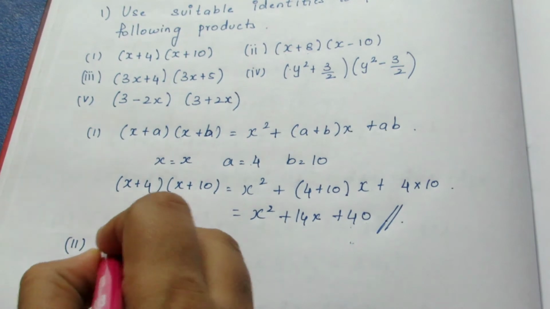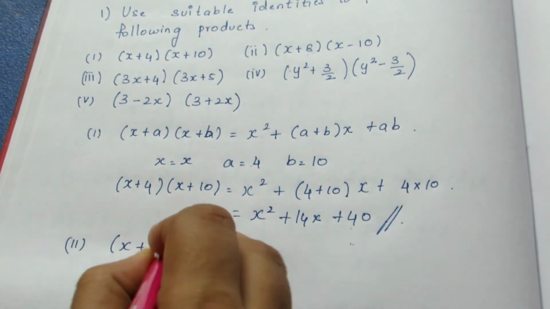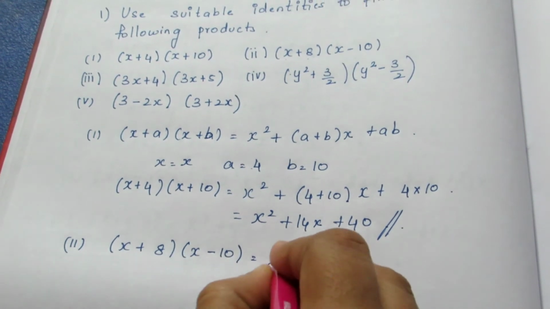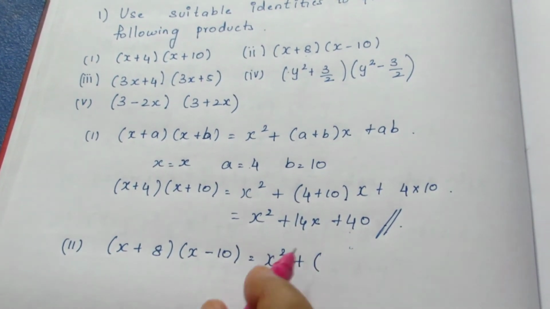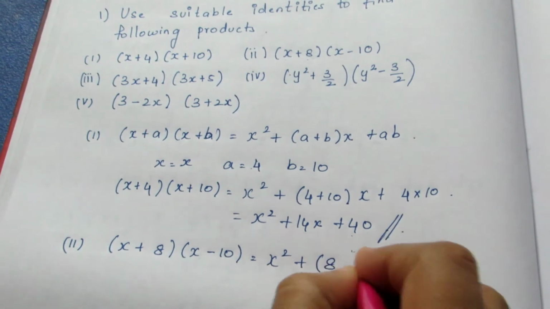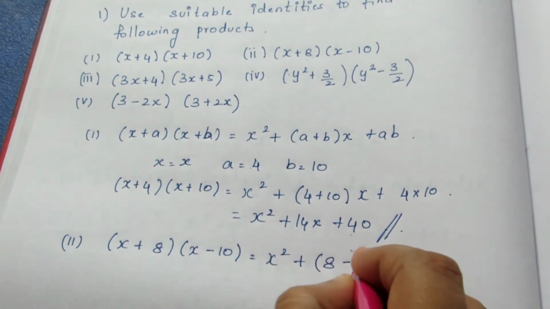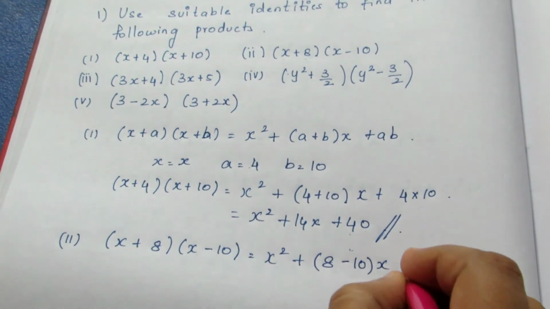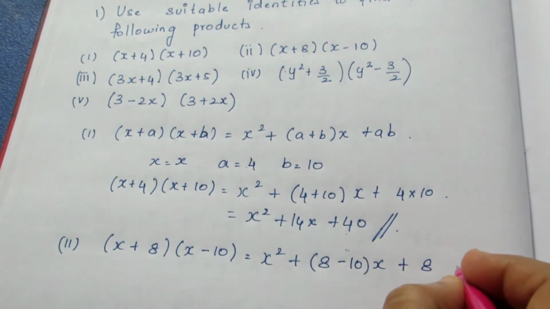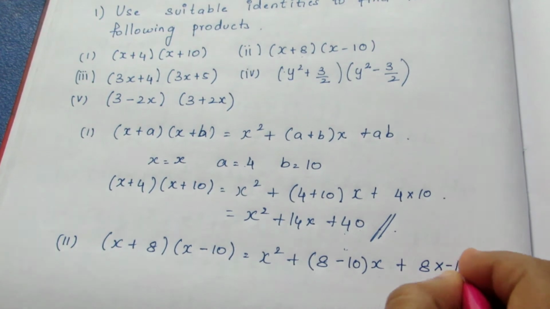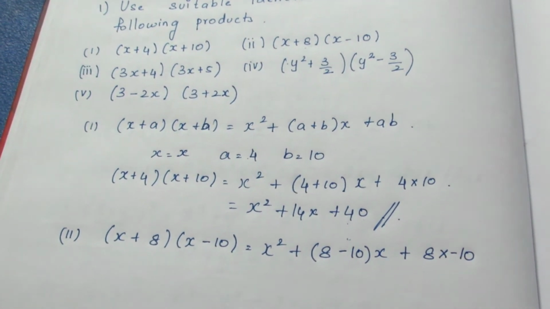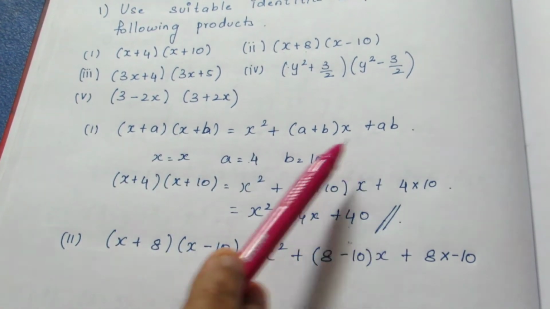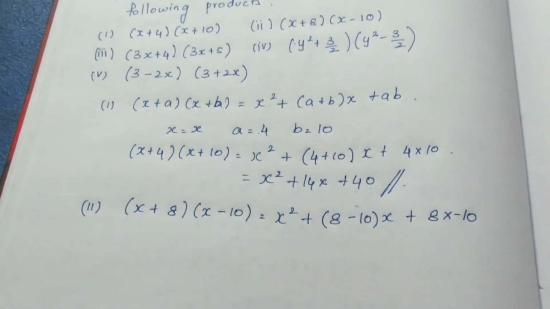So here for x plus 8 into x minus 10, the formula will be x square plus a plus b, right? For a it is 8 and for b just write minus 10. Now into x plus a into b. A is 8 and b is minus 10. Always write the sign because in the formula it is plus all over. So wherever it is minus, just write the minus with the number.